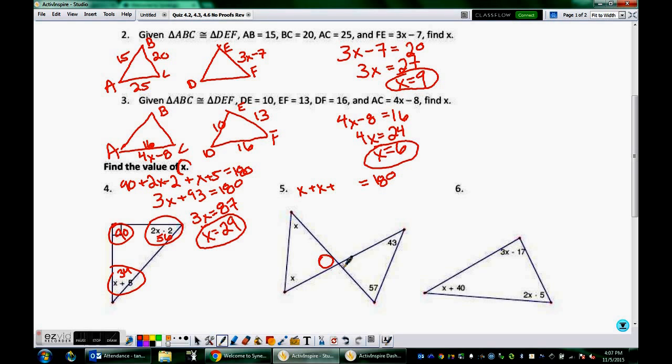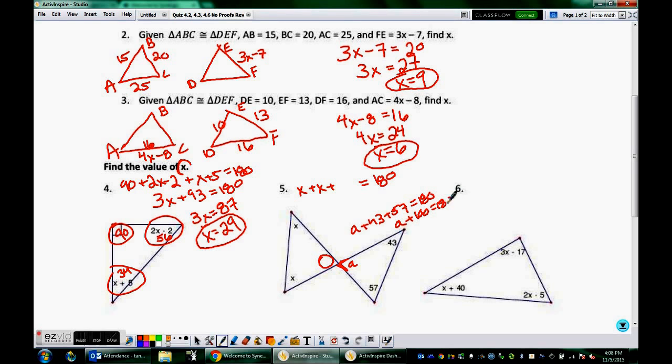Problem is, I've got to find that angle. Now, I know that it is congruent to this angle because they are vertical angles. So to find this missing angle in here, I'll just call it A. We've got A plus 43 plus 57 equals 180.